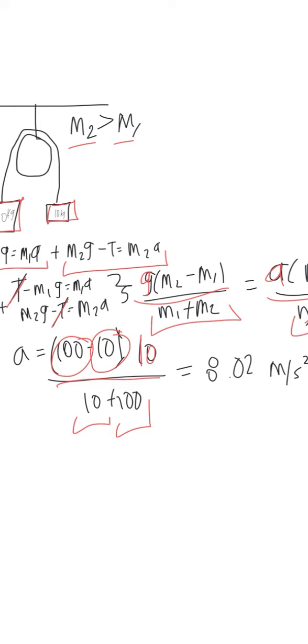Now, if we solve this, we're going to see that the answer is 8.2 meters per second squared. That's the acceleration of the pulley.